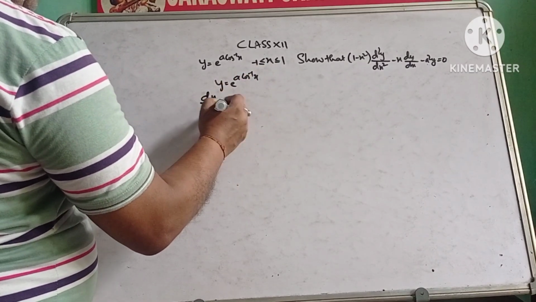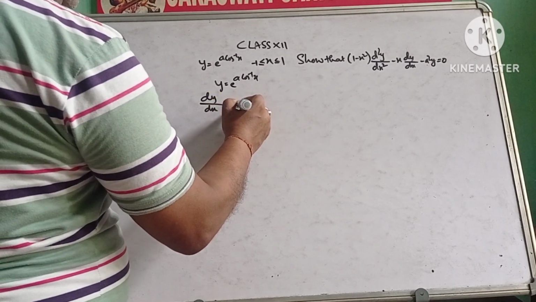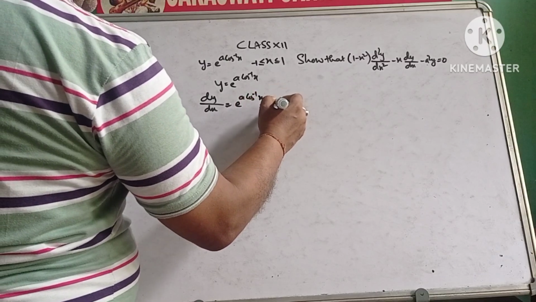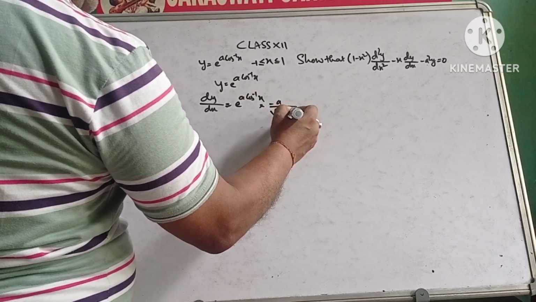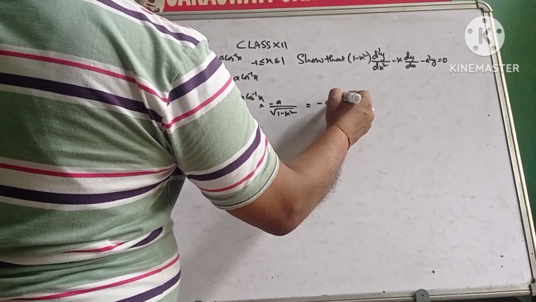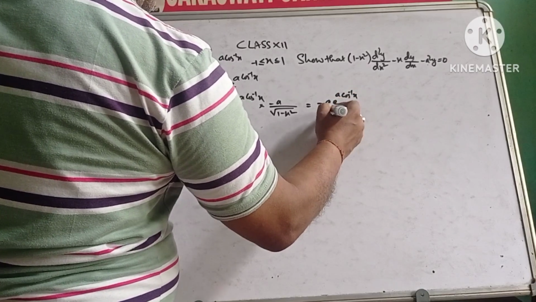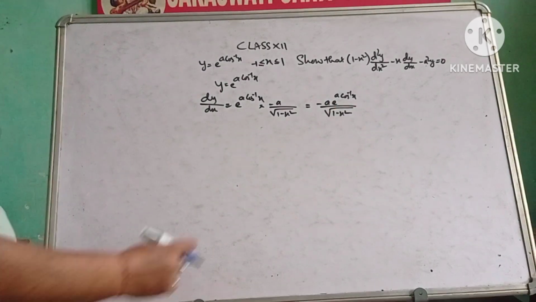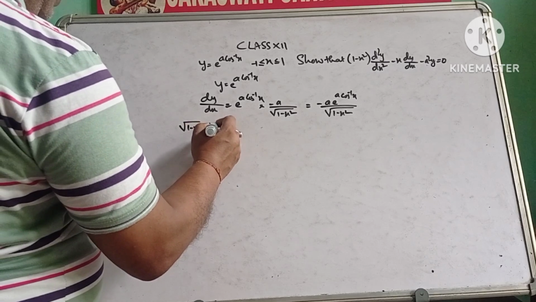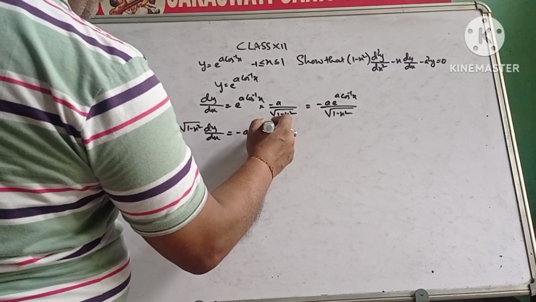So here dy by dx, taking the help of the chain rule, this will be e to the power of a cos inverse x into minus a by root over 1 minus x square. So this is minus a e to the power of a cos inverse x by root over 1 minus x square. Now you bring this to this side, so this will be 1 minus x square dy by dx, that is equal to minus a e to the power of a cos inverse x.